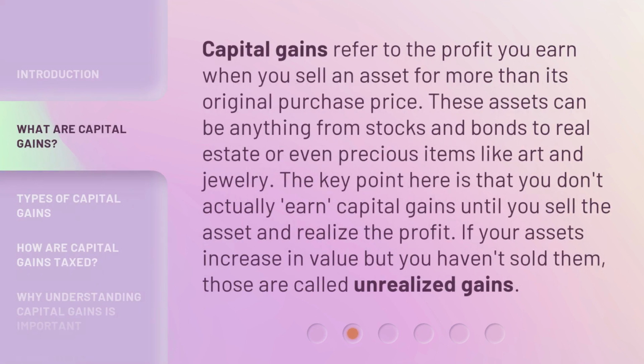Capital gains refer to the profit you earn when you sell an asset for more than its original purchase price. These assets can be anything from stocks and bonds to real estate or even precious items like art and jewelry. The key point here is that you don't actually earn capital gains until you sell the asset and realize the profit. If your assets increase in value but you haven't sold them, those are called unrealized gains.